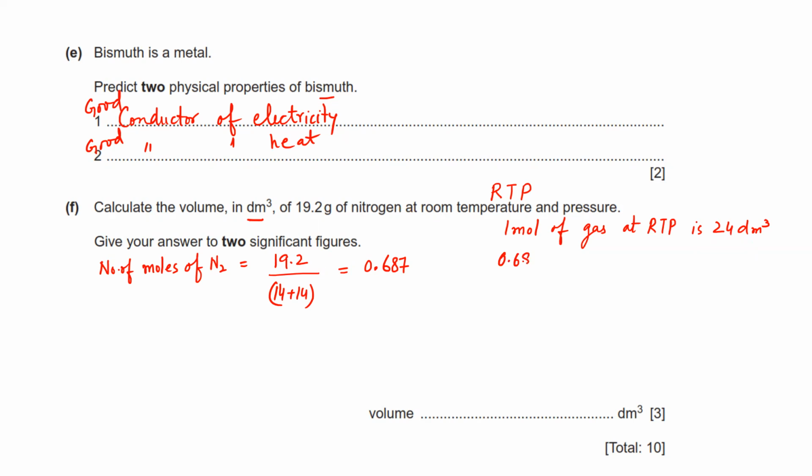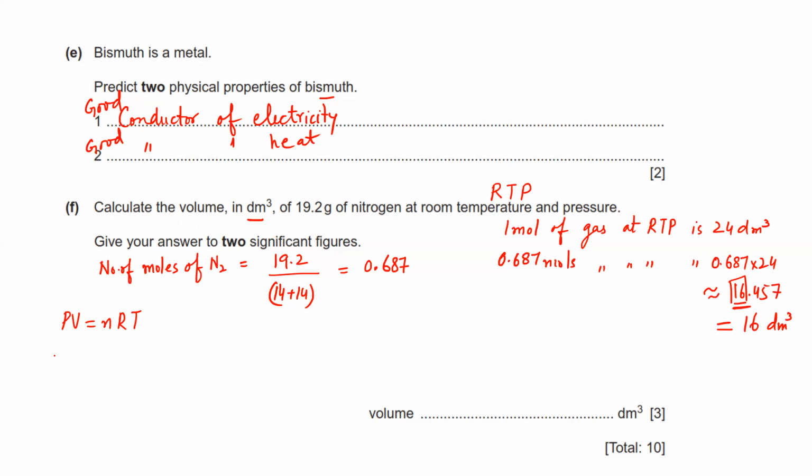So 1 mole of gas is around 24 dm cube. So 0.687 moles of nitrogen at room temperature and pressure is approximately, and we have to remember to give it to two significant figures, 0.687 times 24, which comes out to be 16.457. The nearest two significant figures is 16. So the answer will be 16 decimeter cube. There is another way of solving it, and that is by using the PV equals nRT formula.